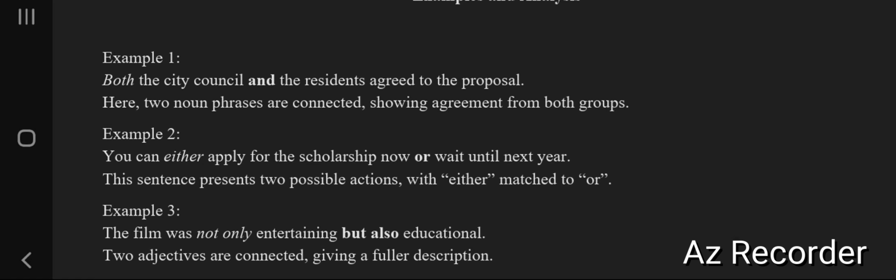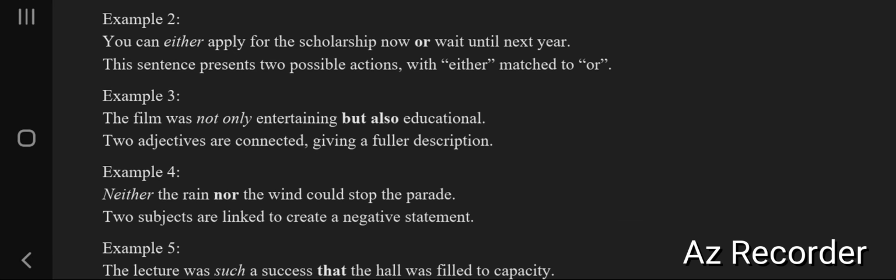Examples and analysis. Let's examine some examples in detail. Example 1. Both the city council and the resident agreed to the proposal. Here, two noun phrases are connected, showing agreement from both groups. Example 2. You can either apply for the scholarship now or wait until next year. This sentence presents two possible actions with either matched to or.